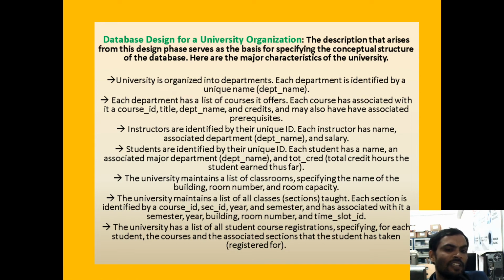Students are identified by a unique ID, with each student name associated with a major department. This means a relationship exists between the student and the department. Instructor also has a relationship with the department, and student also has a relationship with the department. The university maintains the list of classrooms, specifying the name of the building, room number and room capacity.